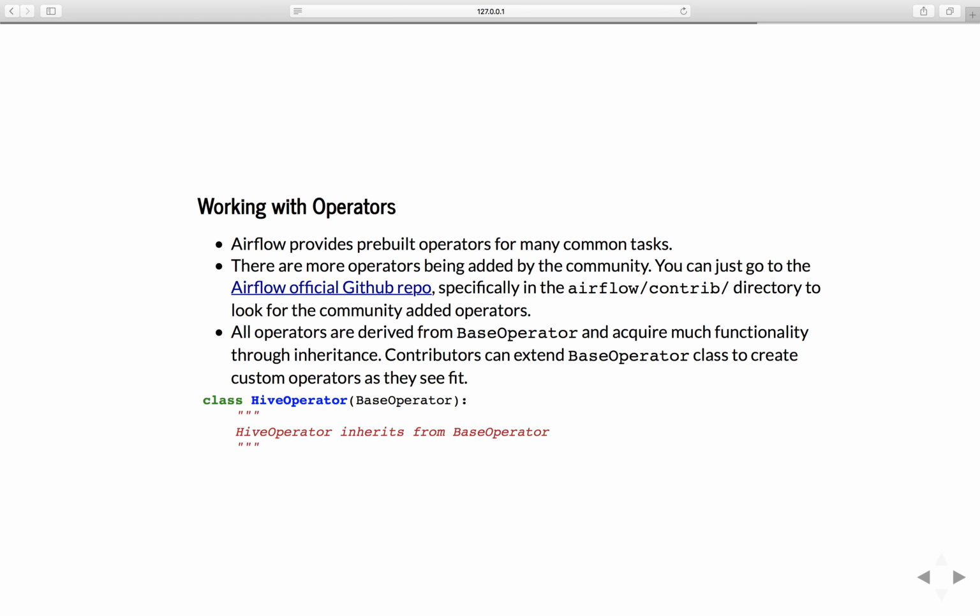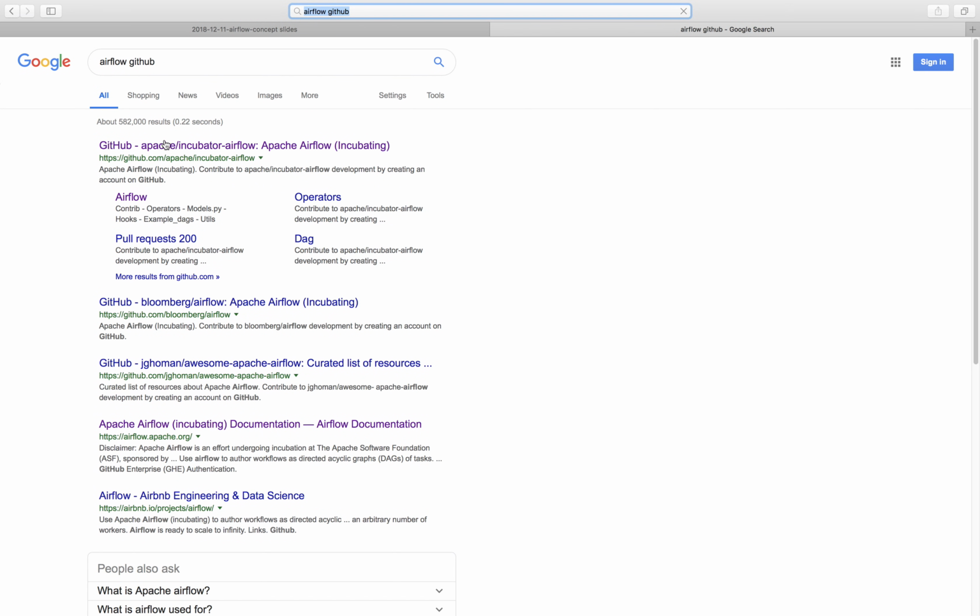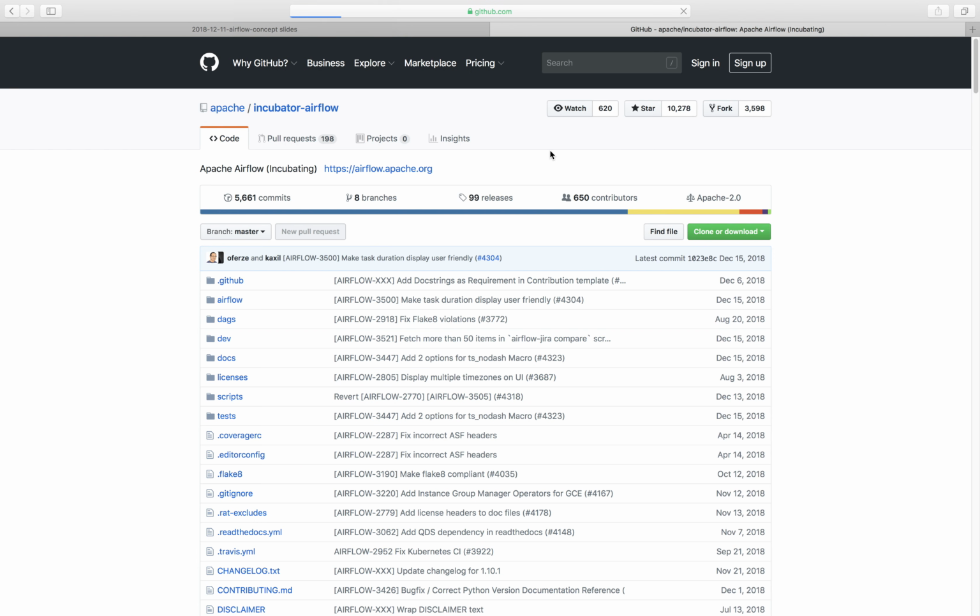So in order to work with operators, Airflow provides a lot of pre-built operators for many common tasks. There are more and more operators being built and added by the community. I find it easiest to just go to the Airflow official GitHub repo. So if you go to the Airflow official GitHub repo, here you just type in Airflow GitHub, right? And this is usually the first result, the official GitHub repo, and you go here.